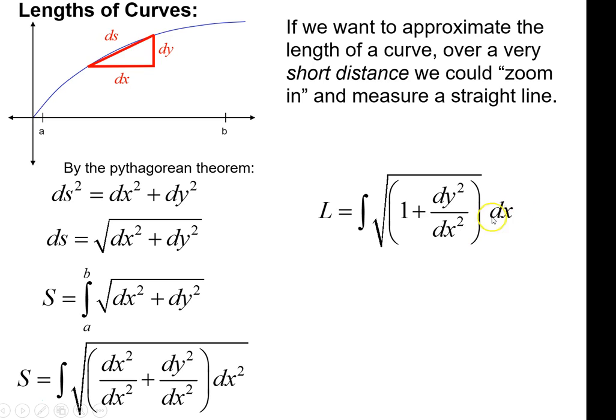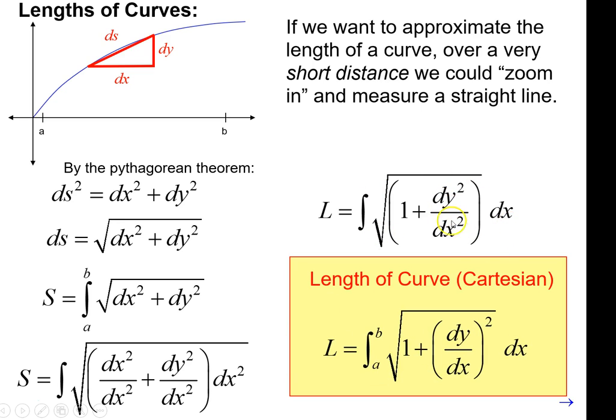And notice where this dx came from. Well, I had the square root of dx squared. Dx squared was under the radical, so the square root of dx squared is dx. So the rest of it stays under the radical. The dx goes on the outside. And of course, dy squared divided by dx squared, that's just the derivative squared. There's a lot more to this that we could get really into, but we're going to keep it simple, and this is what I want you to focus on.